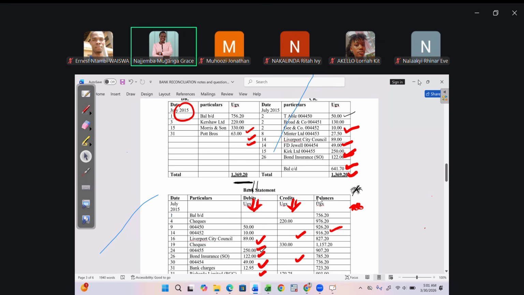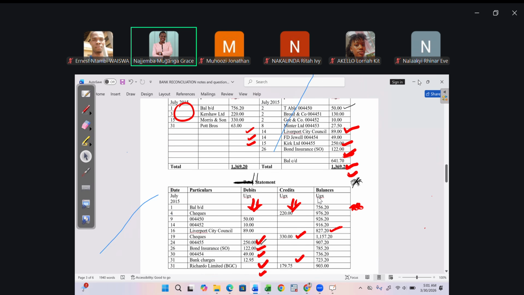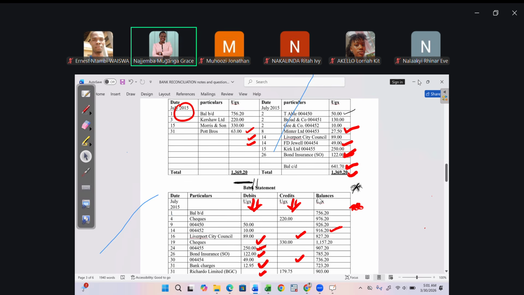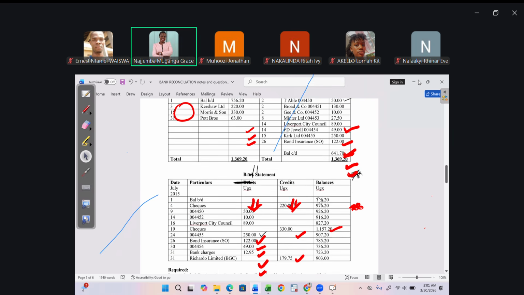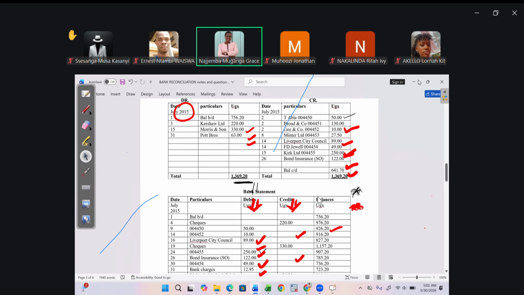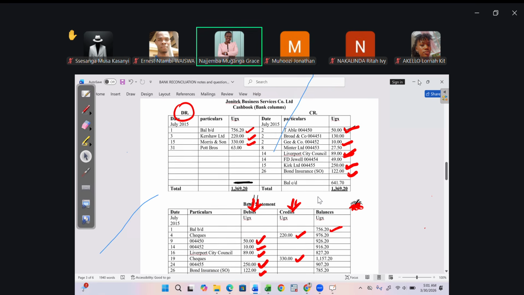Our time is up, but this was not a very good example to use. I don't know how come we have no direct debits, we have no direct credits. So we shall do another example, okay? We shall do like two more for us to understand the steps very well. Yes, Musa.